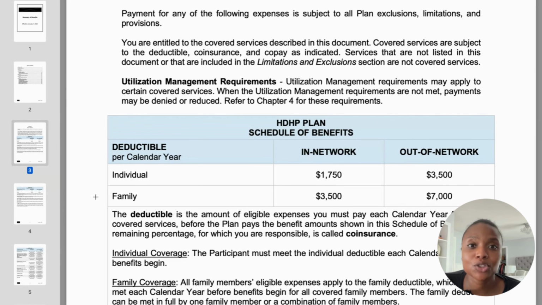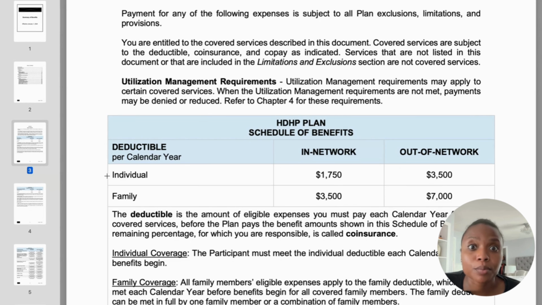So here you can see it starts off with deductibles, and it has the different deductible amounts separated by plan type, individual or family. And the nice thing about this SPD is that it also includes a definition of the deductible right beneath the table in case you forget, which is the amount of eligible expenses you must pay each calendar year for certain covered services before your plan pays the benefits amount. So long story short, it's the amount you're responsible for paying in your doctor's bills and your bills from your hospitals before your health plan starts paying for anything.